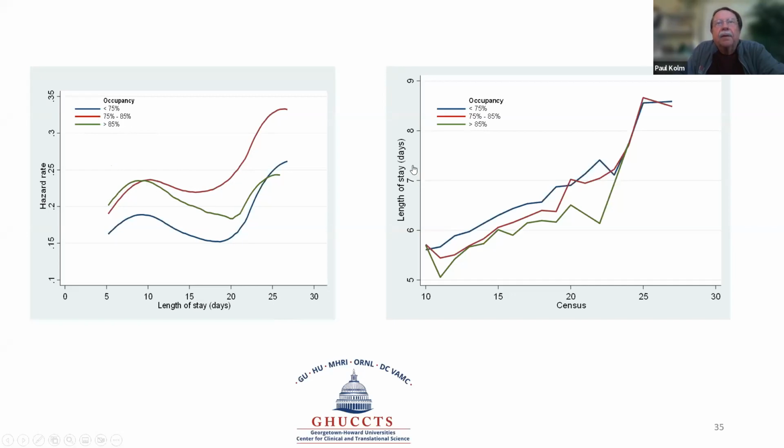And then here is length of stay against the hospital census. And again, you can see for the different levels of occupancy that they're all pretty linear up until about somewhere in here. And then the length of stay increases regardless of hospital occupancy. Okay, so that's an example of plotting some points.